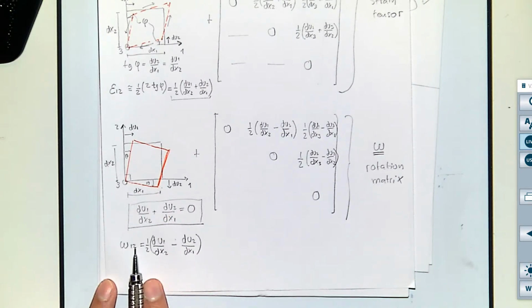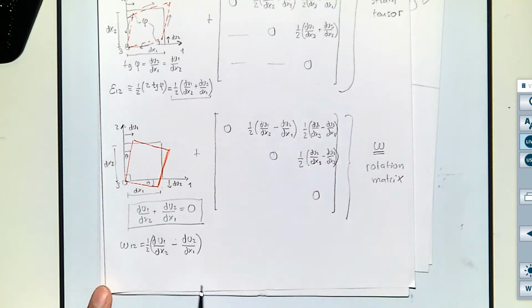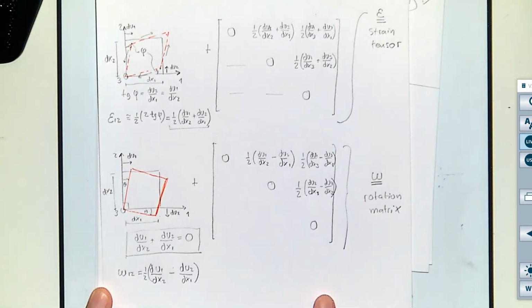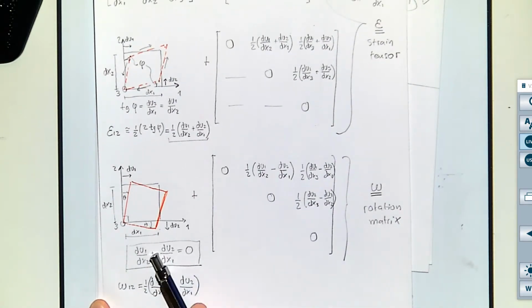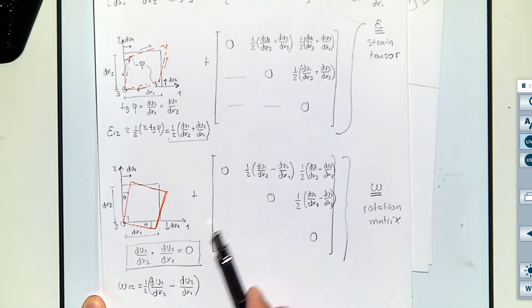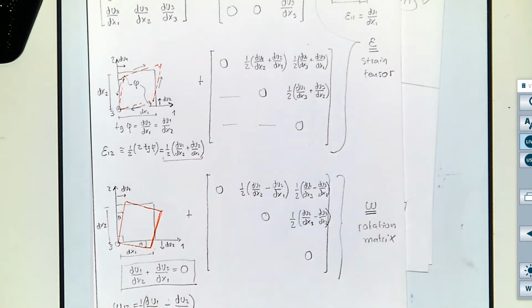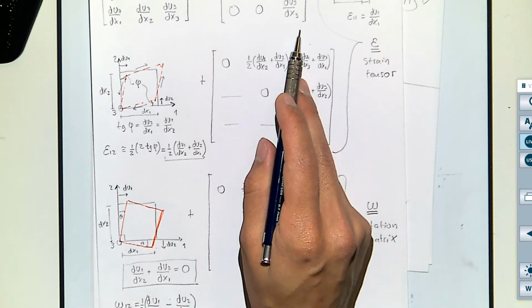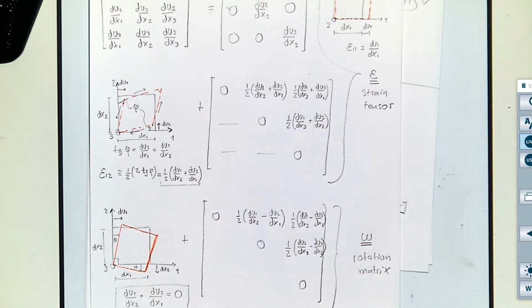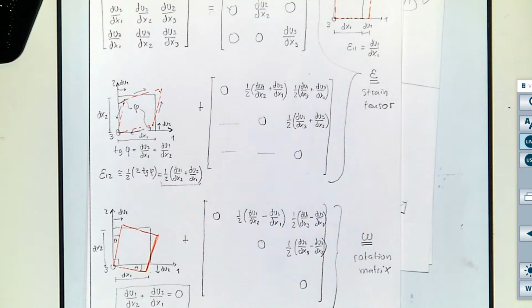In this case, it's going to be omega 1, 2. It's going to be that component. So by changing the sign of the second component, I get the rotation. If I add the other term with just its own sign, I get strain. So here I have now the linear strains, the shear strains, and the rotation part, but I don't want the rotation in the strain tensor matrix.